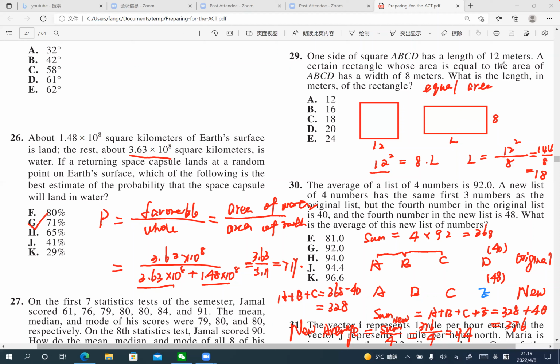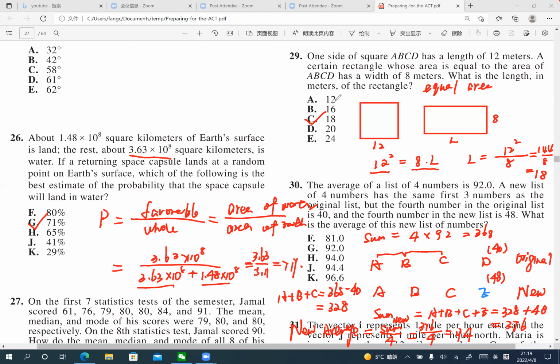So 29 is a typical equal area question. So the area of the square is equal to the area of the rectangle, which means 12 squared should be equal to 8 times L. So L should be equal to 12 squared divided by 8, which is 144 divided by 8, which is 18. We should choose option C.